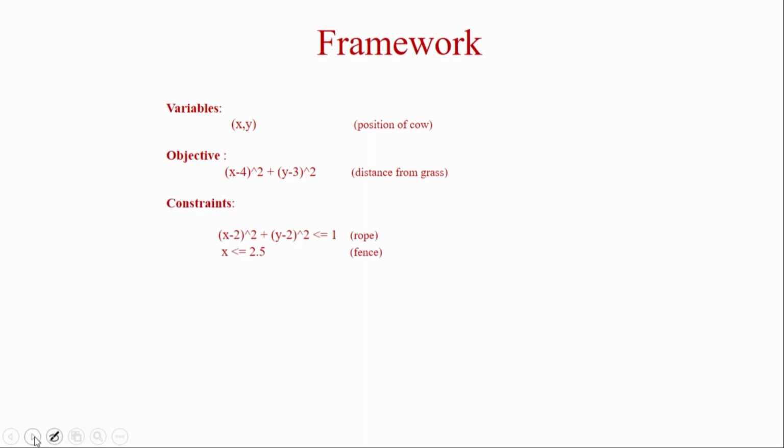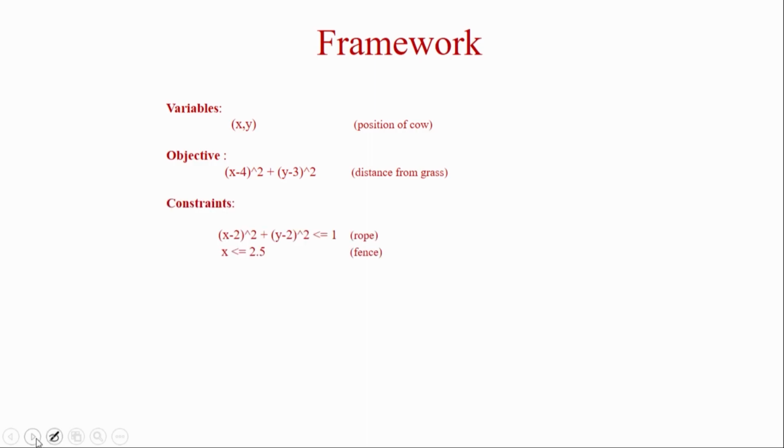Now the question is, how do you solve this problem, right? So what is the answer to this problem? So that is what we'll try to do now. So the framework that we are trying to consider here is an optimization framework to make it more formal. So you have these variables x comma y, in this case, the position of the cow. This is a variable because this is what you are trying to optimize on, right? So this is what you are trying to find out as your answer. And your objective is the distance from the grass, which can be formalized as x minus 4 squared plus y minus 3 squared. And your constraints are these two.